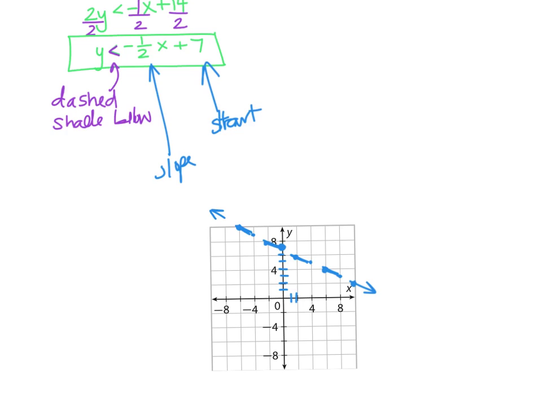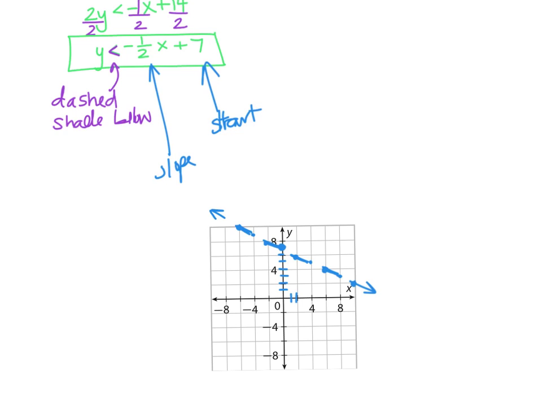And now we need to shade. So to shade, we're looking at the line that they give us. So here's my line, and we said we want to shade below that line. So you've really got two halves of your coordinate plane. I'm going to show this in yellow. You've got this part at the top and this part at the bottom.